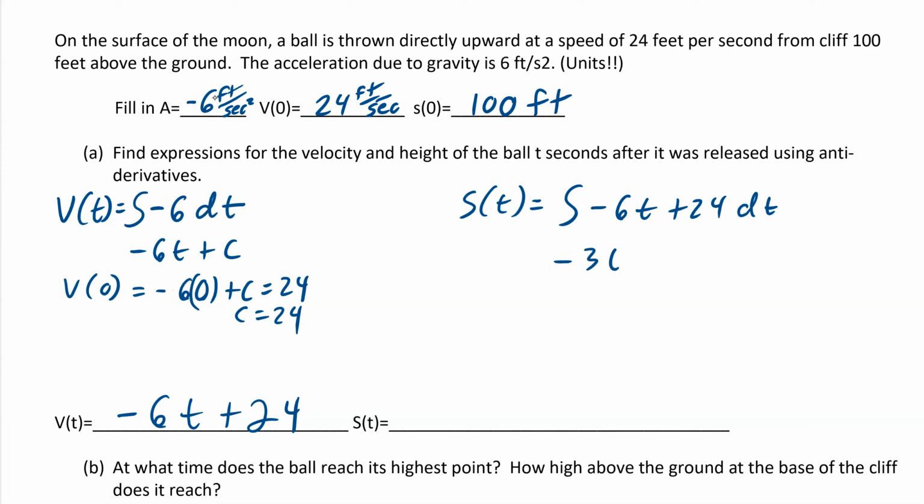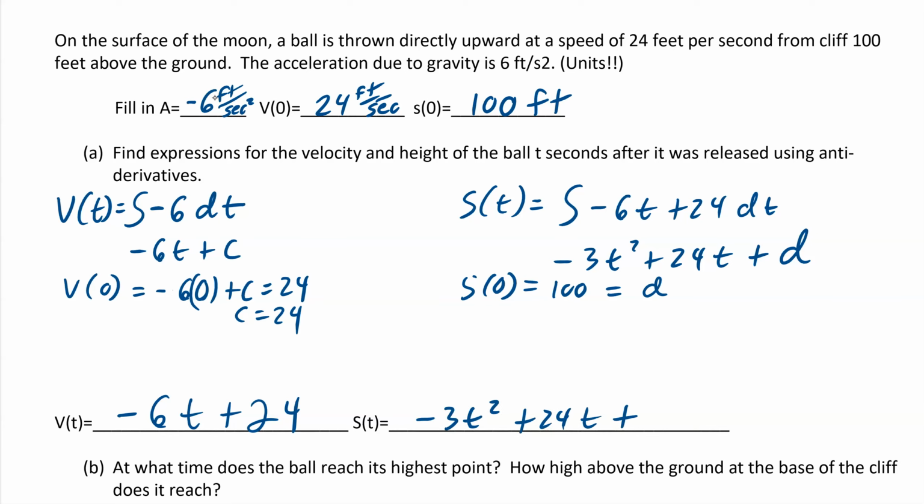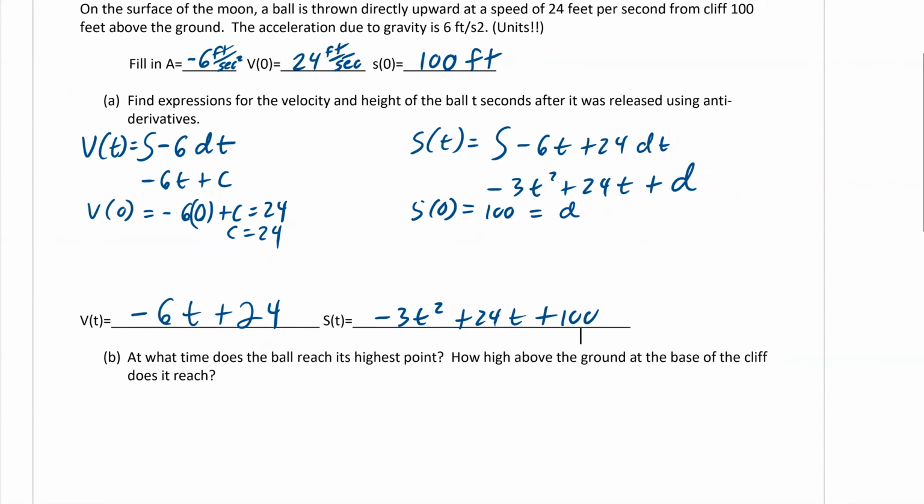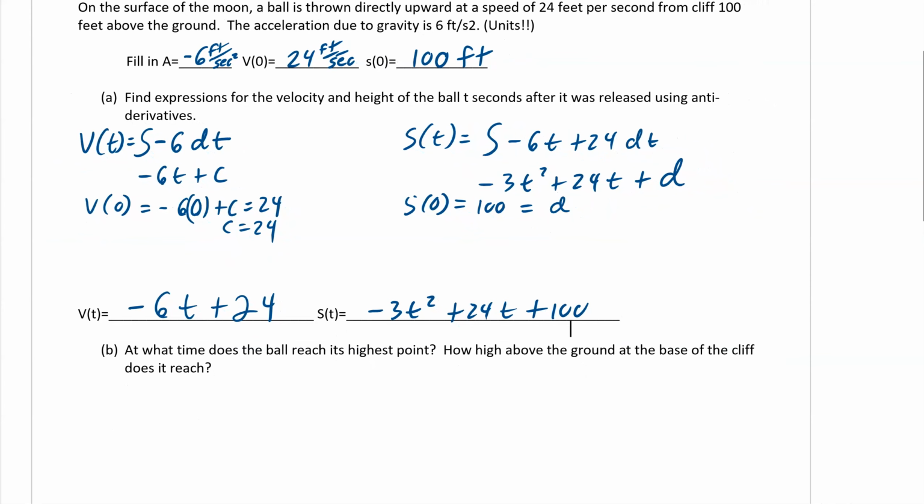So this is negative 3t squared plus 24t, and then we put plus d. We know our initial position at 0 is 100. So plugging that in, we get 0, 0, and d. So d is 100. That means our S of t is negative 3t squared plus 24t plus 100. And again, we stop and check. By plugging in 0, I get 100. Check. Taking the derivative, I get negative 6t plus 24. So everything checks well. Now we have our position, our acceleration, and our velocity function. We can answer any question they want to throw at us.